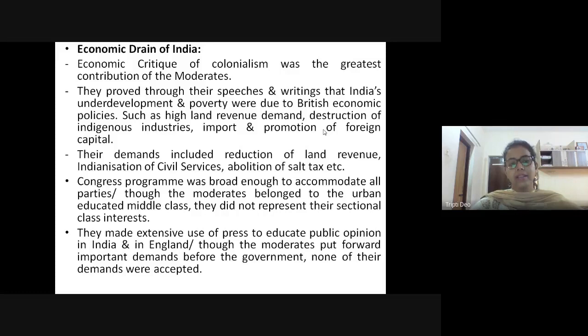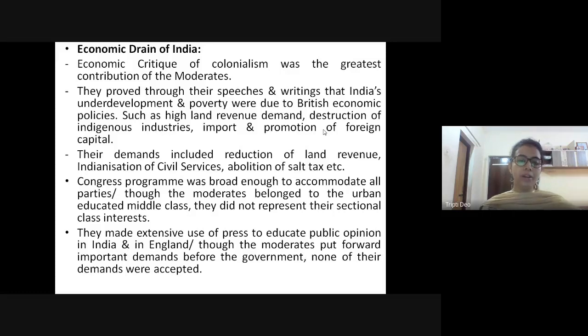So the biggest contribution, the greatest contribution of moderates is the theory of economic drain, the economic critique of colonialism. Because Britishers were trying to justify their rule. They were saying that India is backward, that they need somebody. Britishers said that it is our mission to uplift the Indians.